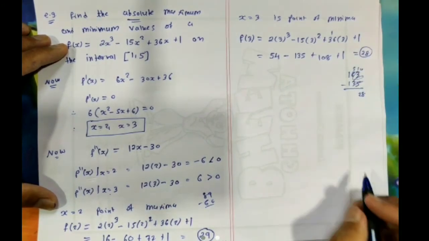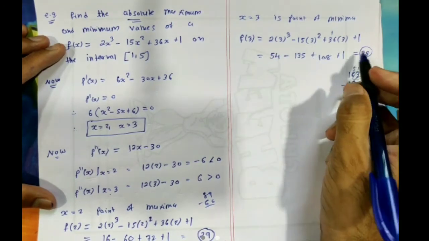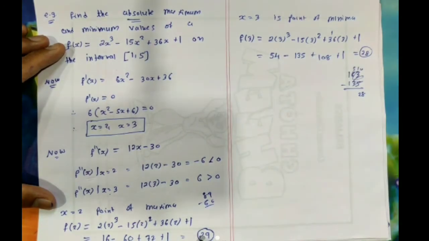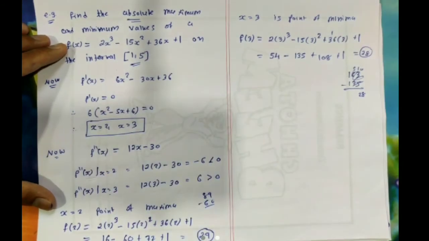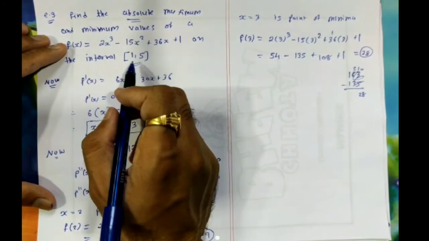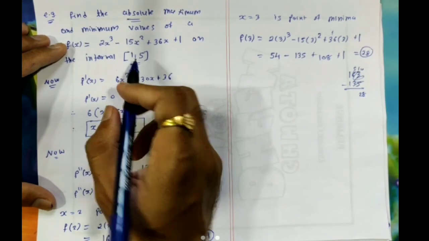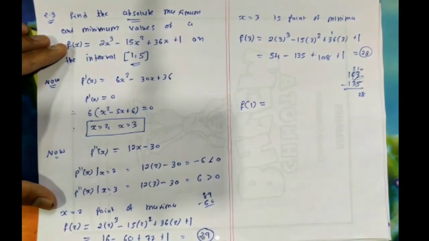So now we will write that local minimum value is this 28 and local maximum value is 29. But here we are given one interval, closed interval. So to find the absolute maximum and absolute minimum value, you have to consider the endpoint values also. So you have to find the value of the function at the endpoints.